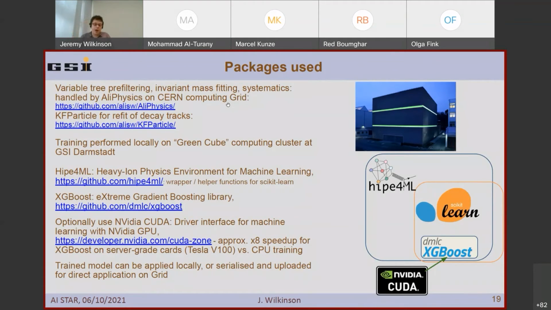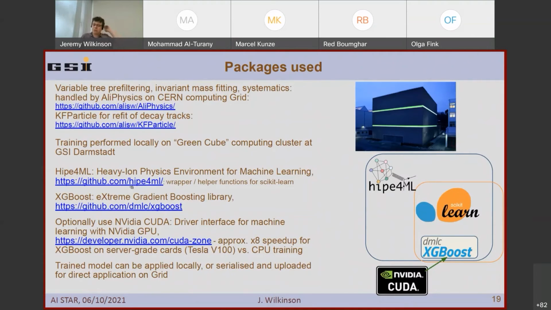So this is a framework that was developed quite extensively at GSI. And then our model training for the machine learning is performed locally on the Green Cube computing cluster here at GSI Darmstadt. For this, we use the HIPE4ML framework, the Heavy Ion Physics Environment for Machine Learning, which is basically a set of wrapper and helper functions that feeds into scikit-learn.